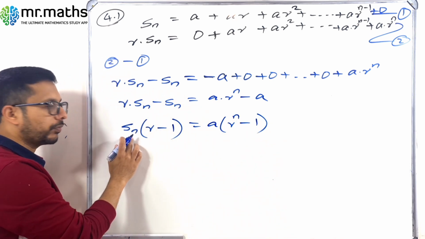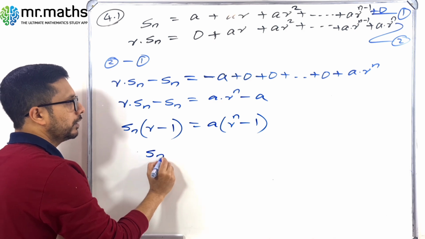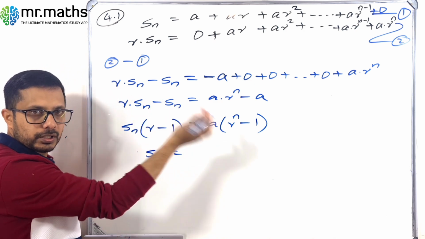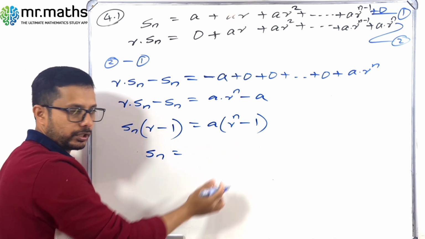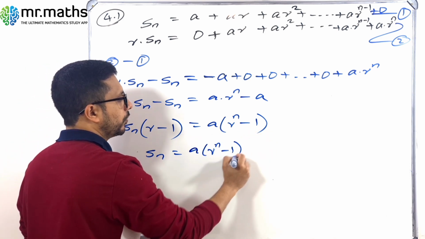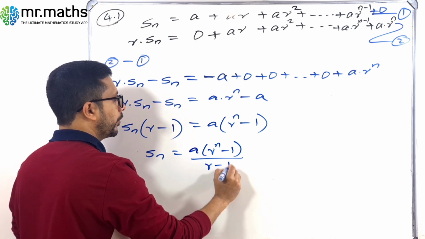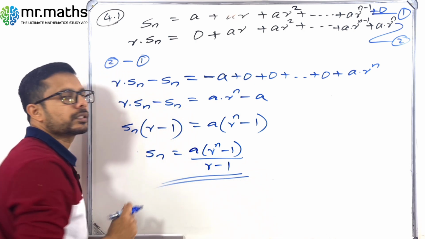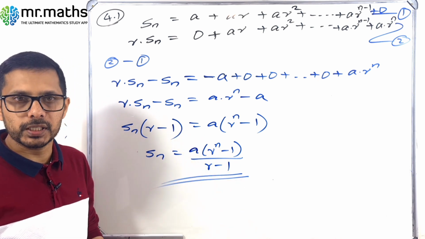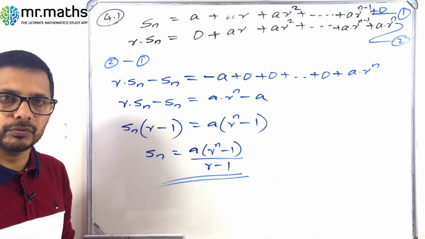So from here, what is Sn? Sn is equal to, this is multiplication, so if I want to take this one to the other side, it is division. It will come here in the denominator. So already there, a into r raised to n minus 1 divided by r minus 1. And this is the formula, you know this formula, to find the sum of a geometric series, and that is the question. We have to prove that one.